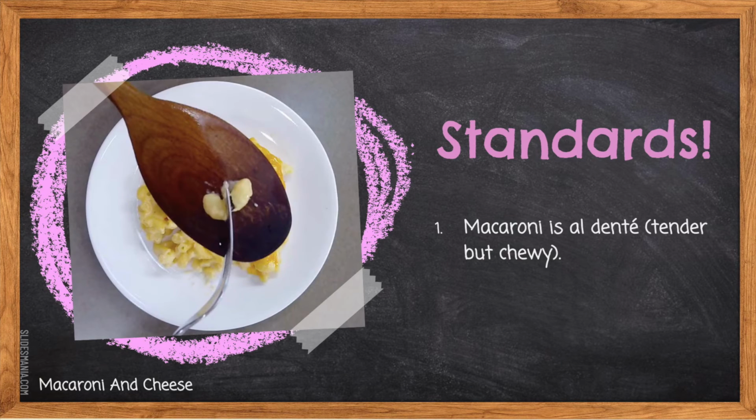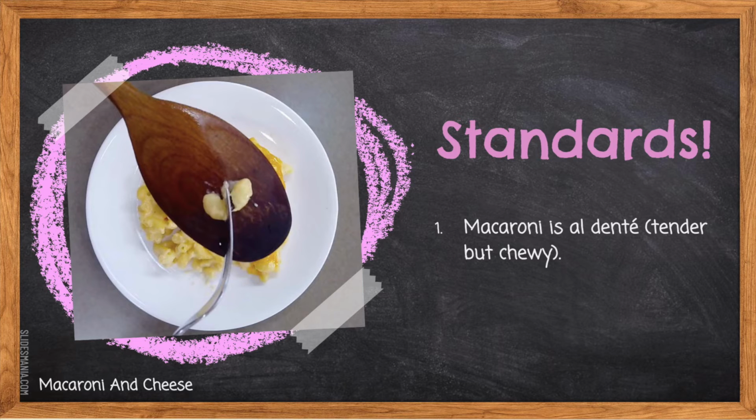Standards. 1. Macaroni is al dente, tender but chewy. This is a hard standard to achieve because it means you have to boil your pasta till it's slightly underdone, meaning that you can almost cut it with a fork, but you really have to work at it. And then try to achieve the perfect al dente texture by baking it further in the oven. Hopefully you were able to do this and make sure that your pasta has a lovely chew and bite to it and is not mushy in the end.